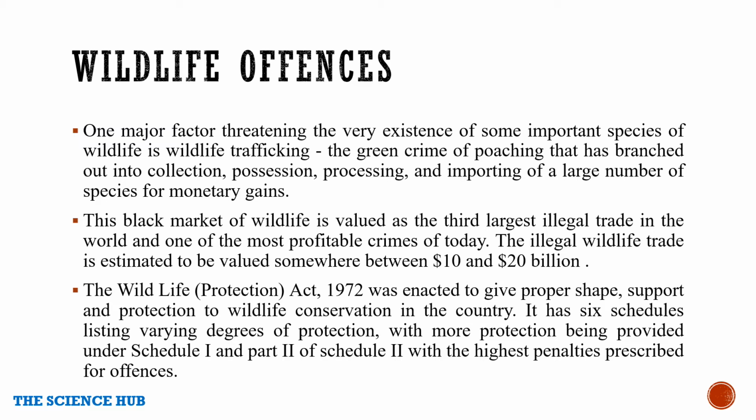The Wildlife Protection Act 1972 was enacted to give a proper shape, support and protection to wildlife conservation in our country. It has 6 schedules listing various degrees of protection, with more protection being provided under Schedule 1 and Part 2 of Schedule 2, with the highest penalties prescribed for the offences.